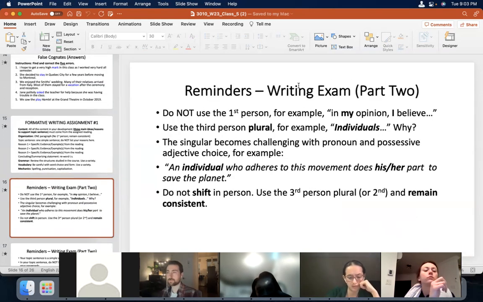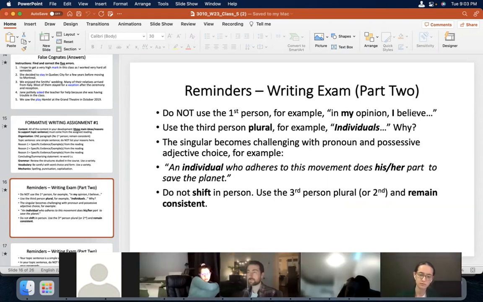Here, reminder, part 2. Do not use first person, for example, in my opinion, I believe, I think. These are sentences that stay in your head. They do not go in your writing, okay? Use the third person singular, for example, individuals. Now, why should I ask you to use third person singular individuals?